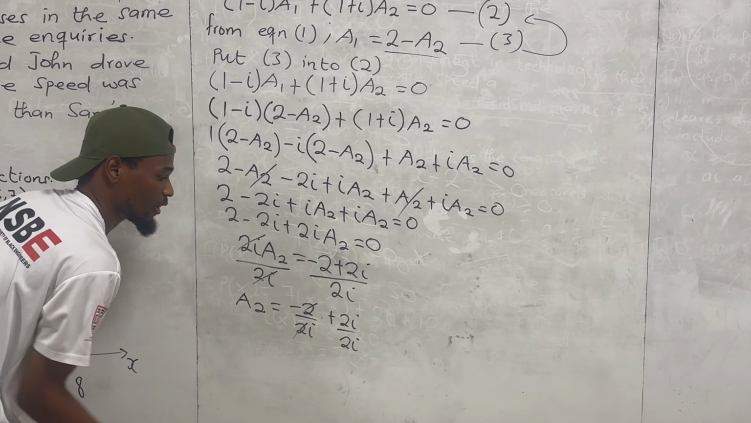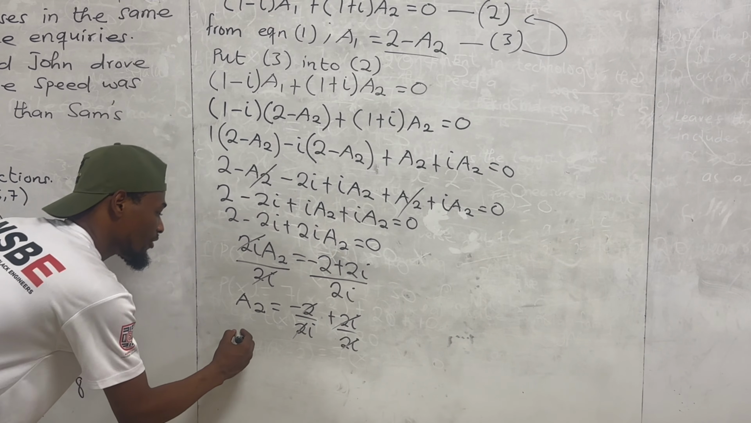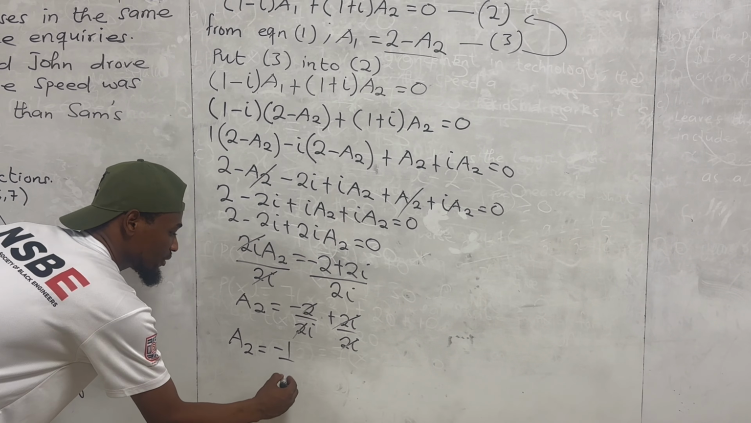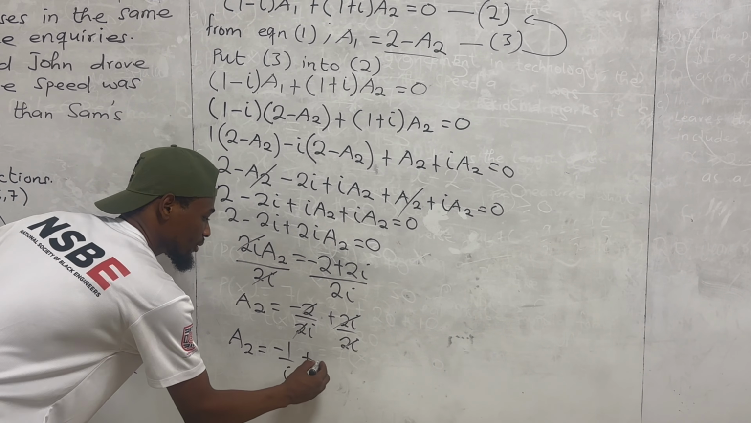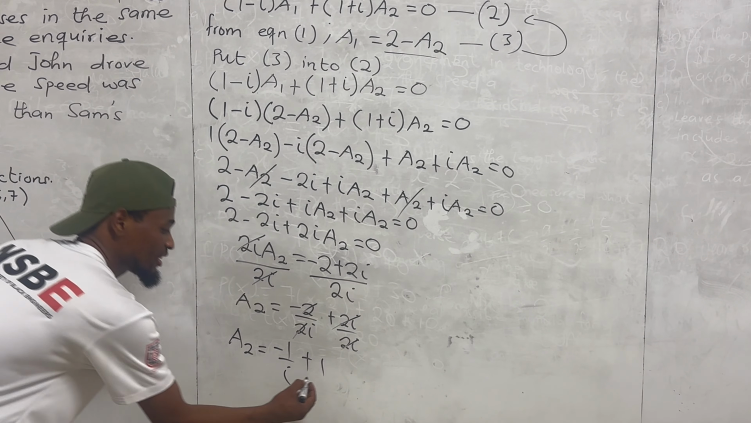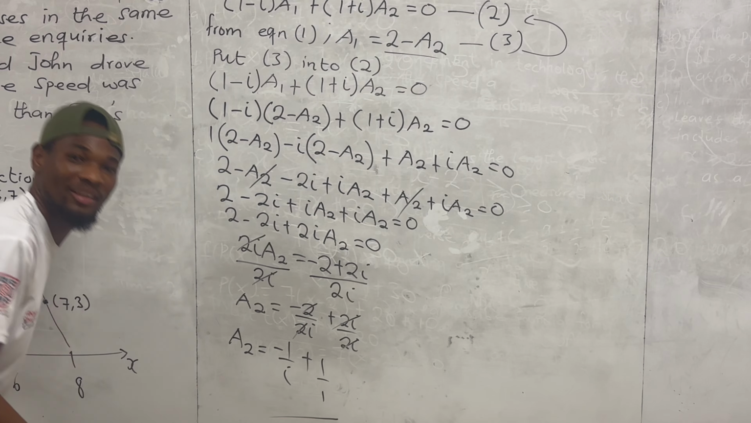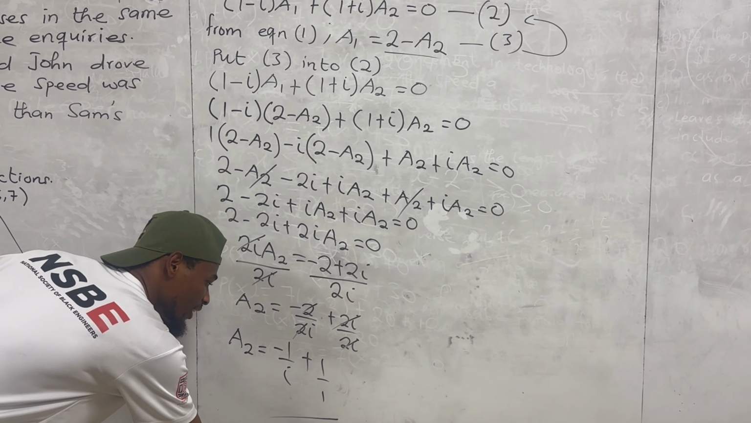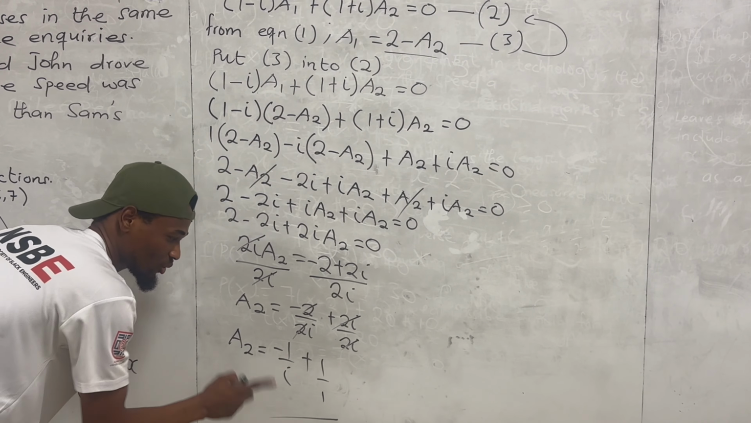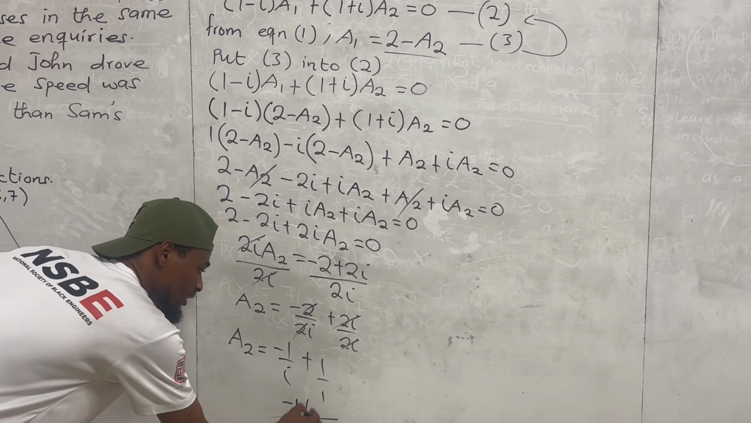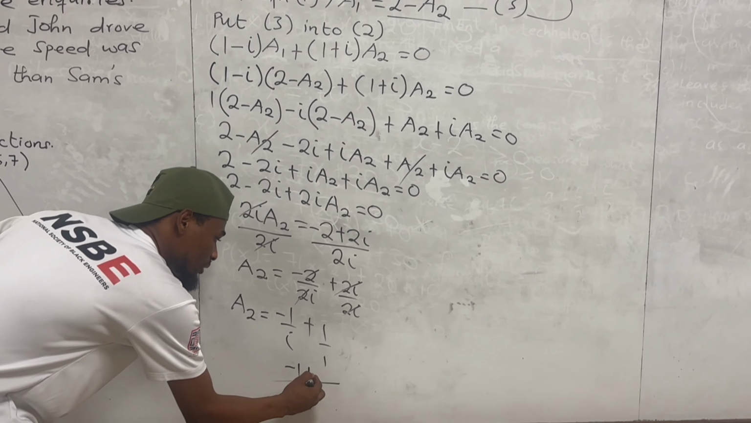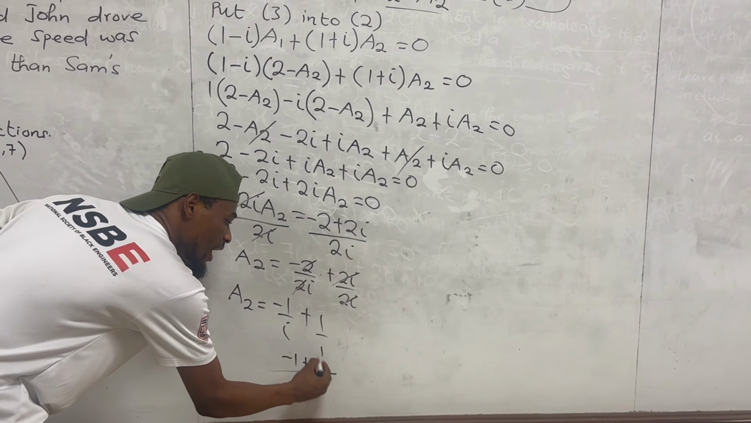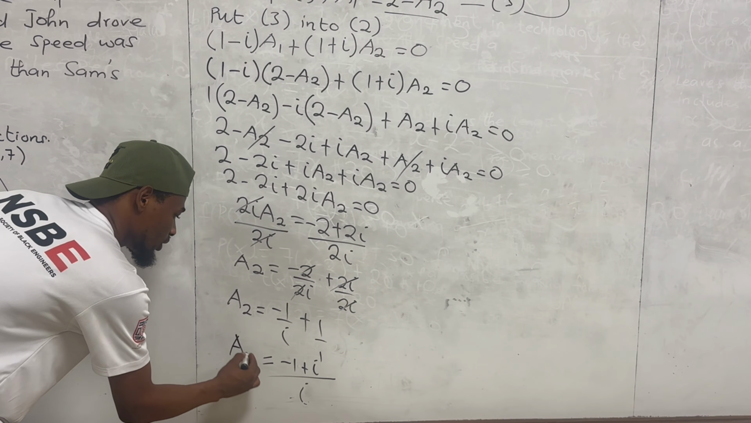So 2 cancels 2, and 2i cancels 2i. So I have A2 is equal to negative 1 over i, then plus 1. You can decide that here it's over 1, so you find the LCM. The LCM of i and 1 is i. Or you can just multiply. i goes into i once, 1 times negative 1 is negative 1, plus 1 goes into i, i times. i times 1 is i.